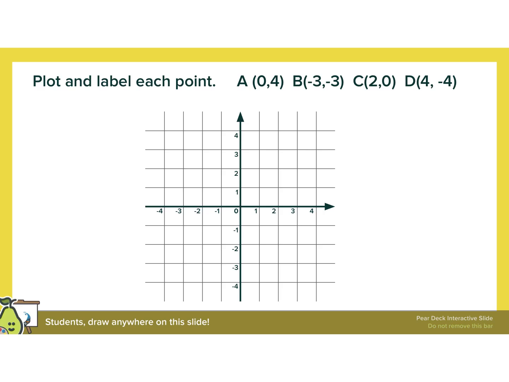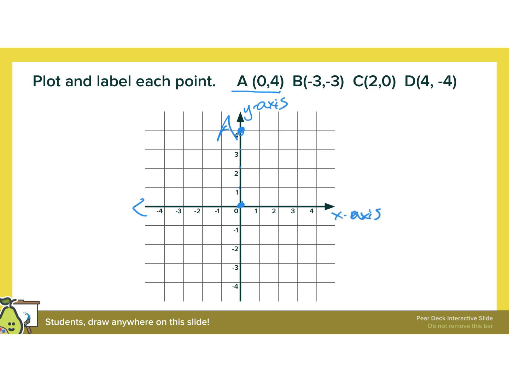Okay, so let's plot some points. We have the point A, which is at (0, 4). So I start at the origin, and x is 0, so I do not move right or left. I stay here. And then my y is a positive 4, so I move up 1, 2, 3, 4. So A is here, and it's on the y-axis, right?